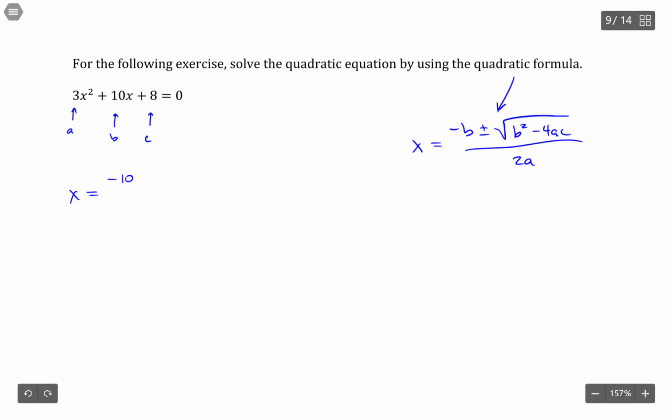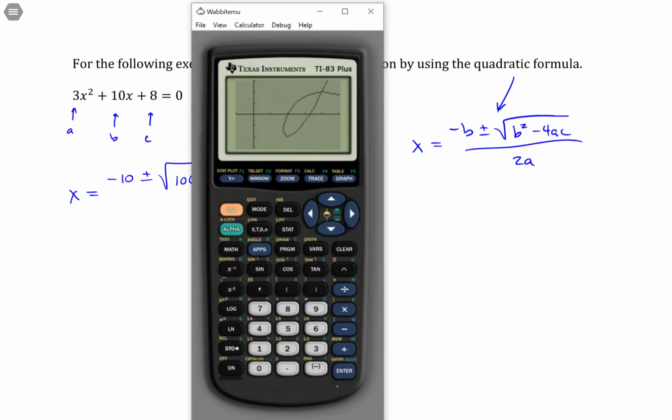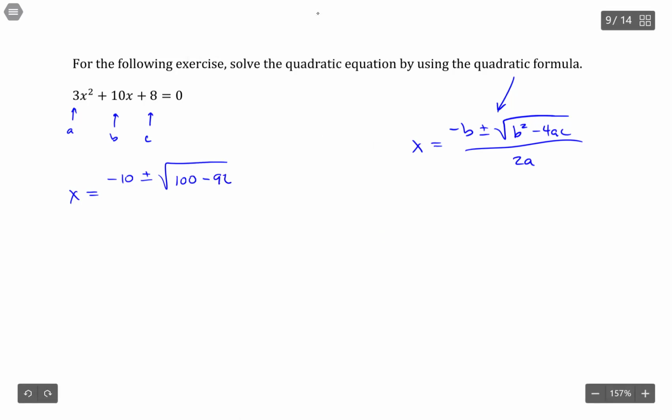Negative b, so that's negative 10, plus or minus the square root of b squared, so 100, minus 4ac, so 4 times 3 is 12, and 12 times 8, I think that's 72. Let me try another way here. 3 times 8 is 24. 4 times 4, I'll just get the calculator just to make sure I'm not going to make an arithmetic error. 4 times 3 times 8, 96. I was wrong.